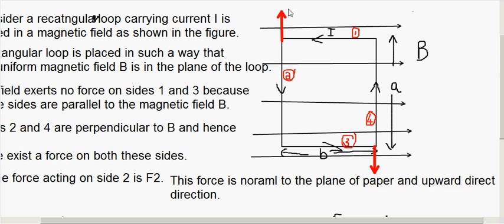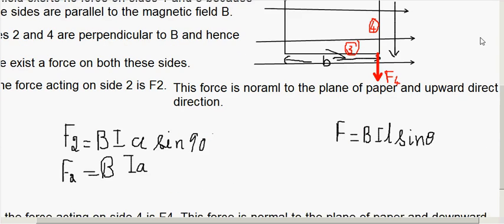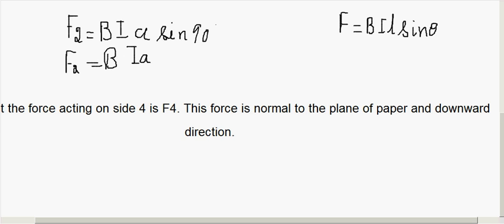I can mark these forces as F2 and F4. So I'll show you how actually they are acting. They are acting like this. So this is clockwise current. The loop will turn like this as shown here, because this force is acting upward and this one downward. But in our case it will be reversed because we have assumed anti-clockwise direction. The forces are equal and opposite and of the same magnitude. So the magnitude of F4 is also the same, BIa only.